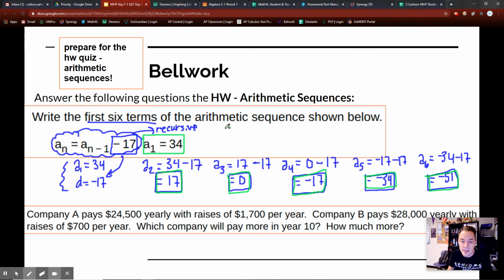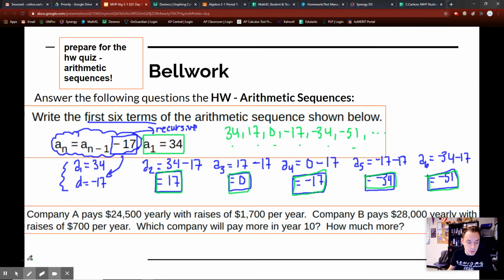So what does this sequence actually look like? 34, 17, 0, negative 17, negative 34, and then negative 51. Can this go on forever? Of course it does, but it only stops right here at the sixth term. 1, 2, 3, 4, 5, 6. Awesome. All right.